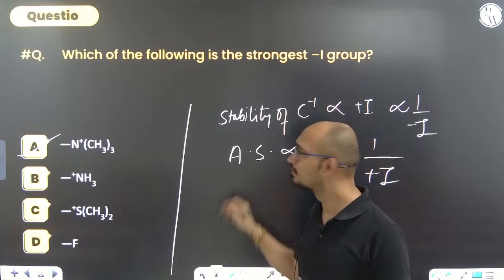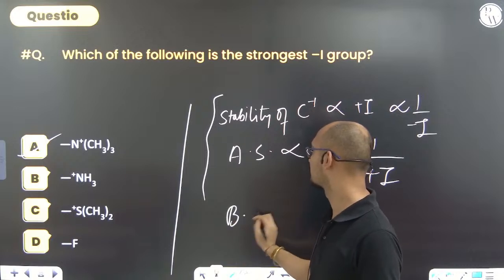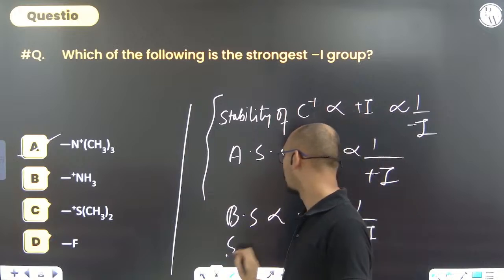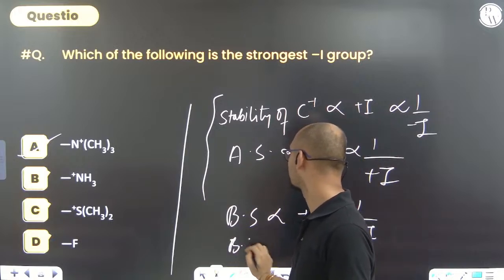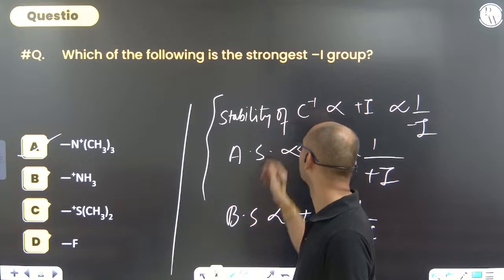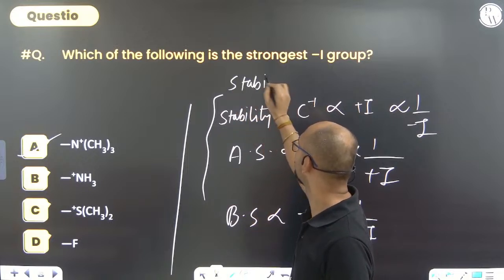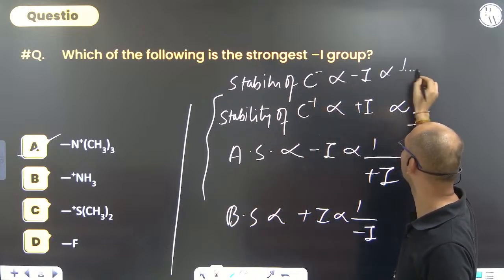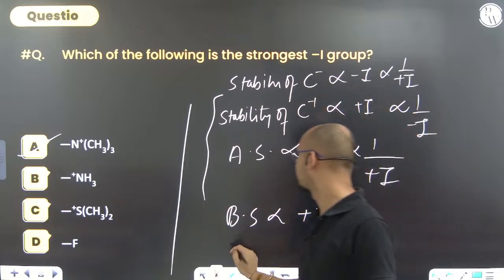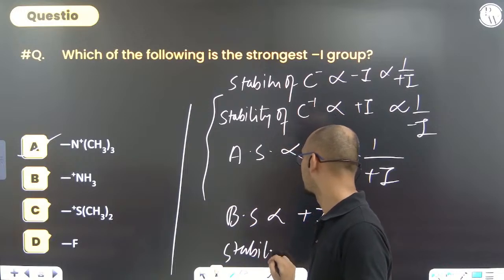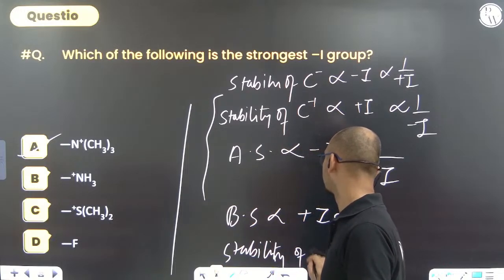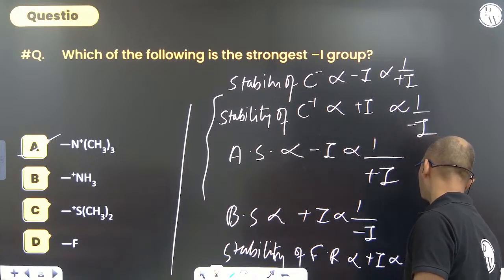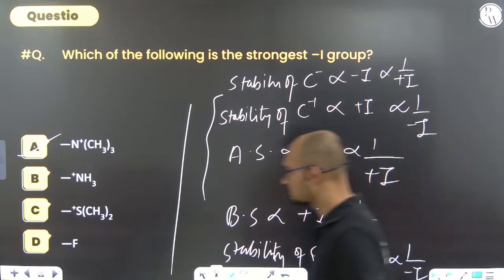These things I hope you can do. Next, basic strength is directly proportional to plus I, but inversely proportional to minus I. Stability of carbanion is directly proportional to minus I but inversely proportional to plus I. Now the stability of free radical is also directly proportional to plus I but inversely proportional to minus I. These are the applications we'll see.